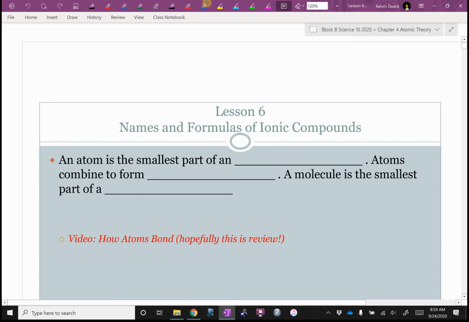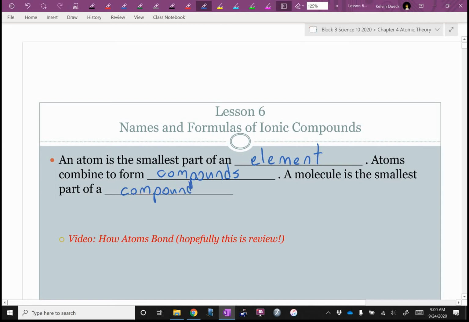An atom is the smallest part of an element. Atoms combine to form another word that starts with the letter C. What do we call it when atoms combine? Compound. Good. I didn't make that one a candy one. So when we have compounds, we call the smallest part of a compound a molecule. So a molecule is the smallest part of a compound.